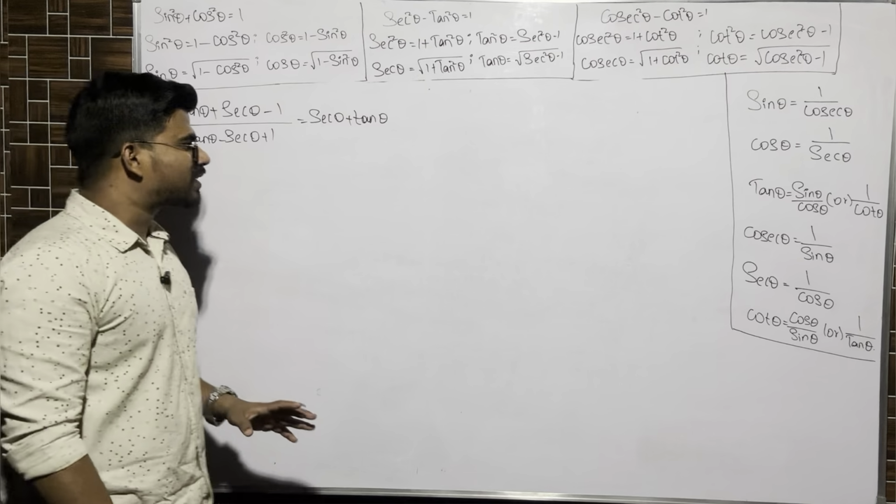Tan theta plus secant theta as it is, and for minus, we are writing secant square theta minus tan square theta. Put a bracket. Two terms are there, no? That's why put a bracket. Secant square theta minus tan square theta, divided by tan theta minus secant theta plus 1.